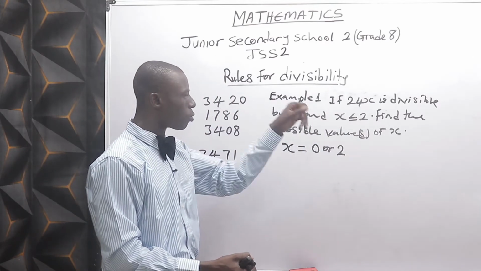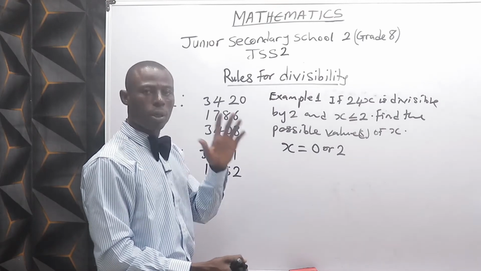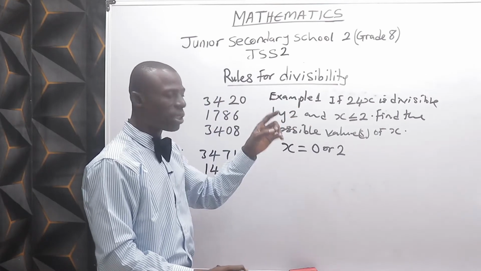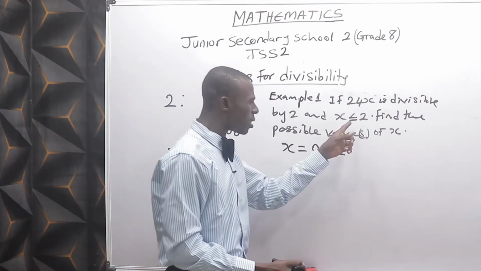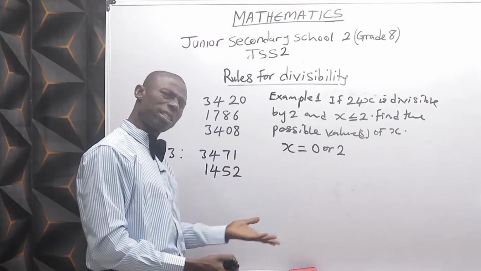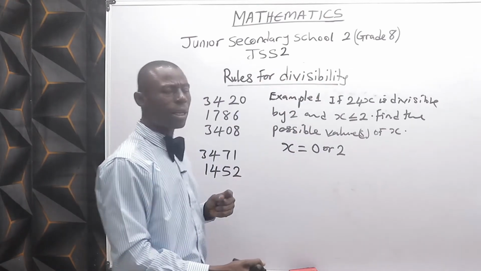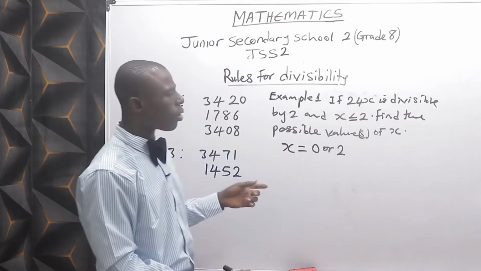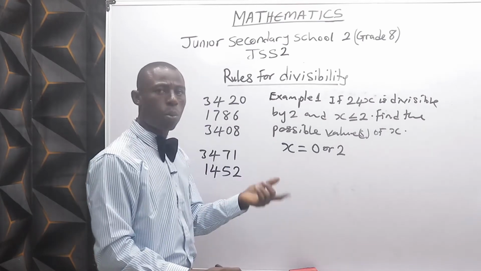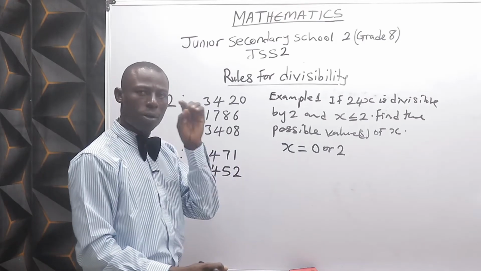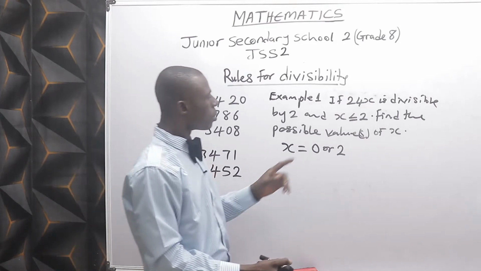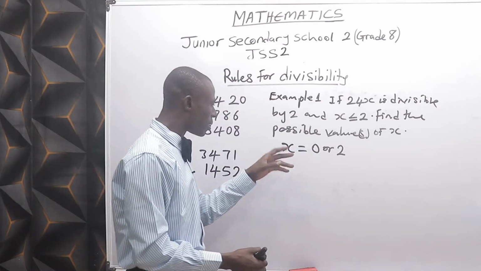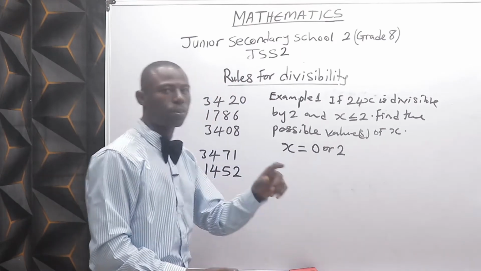So it will be 242. And 242 will be exactly divisible by 2 because it ends in an even digit. The last digit is even in that case. And if it is less than 2, what will be less than 2 that will fit in there? 1 is less than 2. But 1 cannot fit in there because any number that will be exactly divisible by 2 must end in an even digit or 0. So 1 cannot be there. So what can be there is 0. So the answer is 0 or 2.